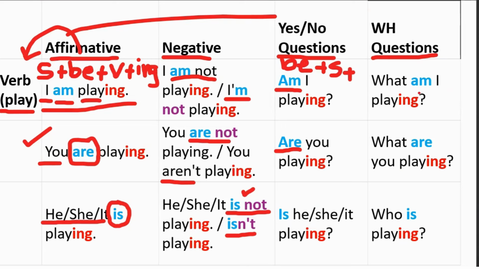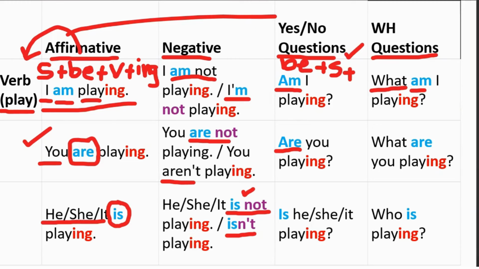How are we forming here? We are adding WH word before am. So if you look at the here yes or no question, the formation is the same. The only difference is that we start the question with the WH word, then comes the be form, then subject, then base form of the verb, and ing.